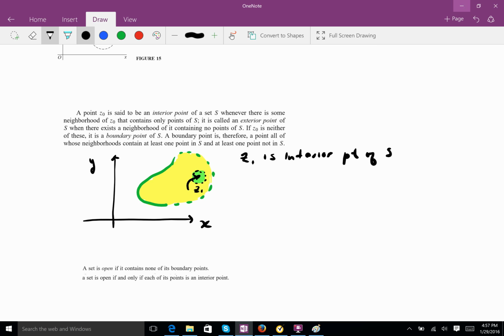Now, there are some points that lie outside the set. And how do we define that? Well, let me take this point here. The way I'm going to define it lying outside the set is I'm going to say that there is some epsilon neighborhood around that point that lies totally outside of S. So this is called an exterior point. There exists a neighborhood containing no points of S. Notice this neighborhood here does not contain any points of S. Let me draw in a different color so it's not confusing. This neighborhood right here contains no points of S. So Z2 is an exterior point of S.